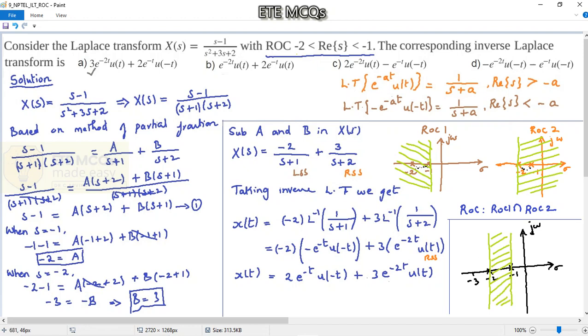So the given ROC's graphical representation is finally mentioned for your understanding. This one's graphical representation is this. It's a patch between minus 1 and minus 2. Now the correct option for this problem is option A.